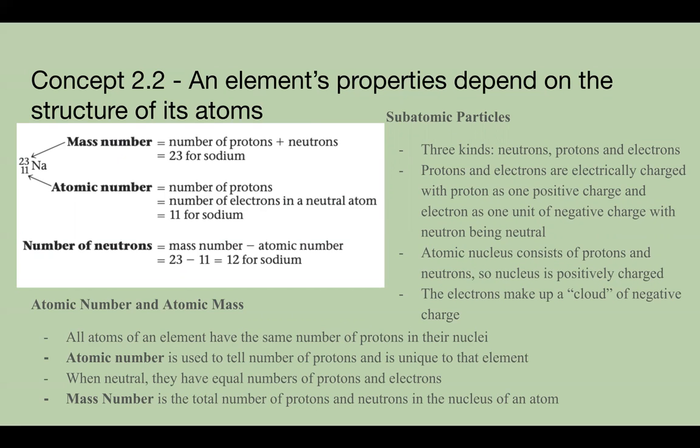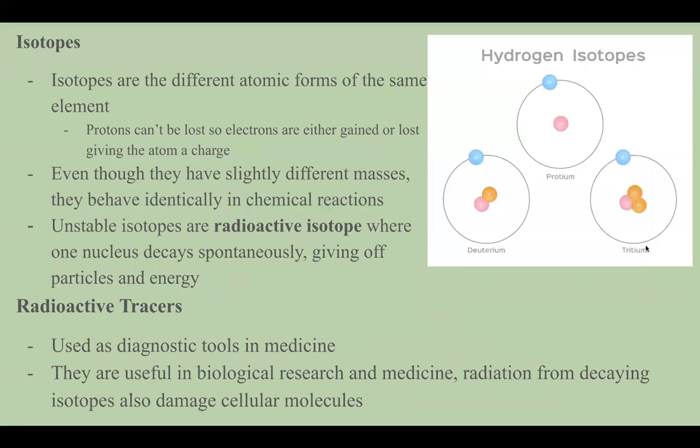Now, the atomic number and atomic mass. All atoms of an element have the same number of protons in their nuclei, and it is what makes them that element. The atomic number is used to tell the number of protons and is unique to that element. If you look at the periodic table, it is arranged according to the atomic number, so it is super important. When neutral, they have an equal number of protons and electrons. Now, the mass number is the total number of protons and neutrons in the nucleus of an atom.